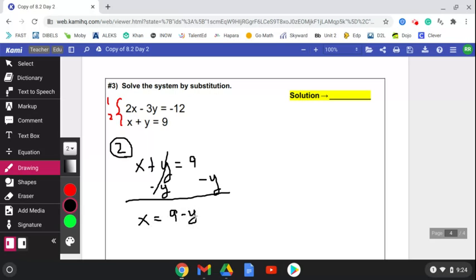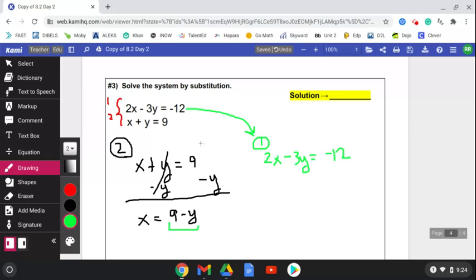9 minus y. Okay, so I'm going to take what x is equal to, this 9 minus y, and plug it into the other equation. That would be equation 1. So let's copy equation 1 down over here. Put a little 1 and circle it. 2x minus 3y equals negative 12.